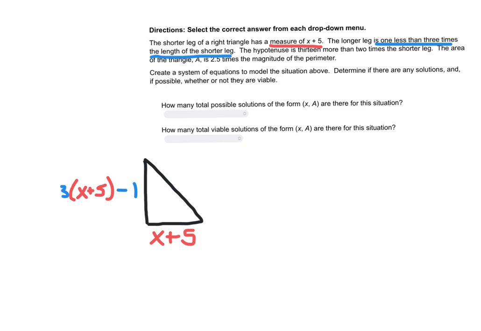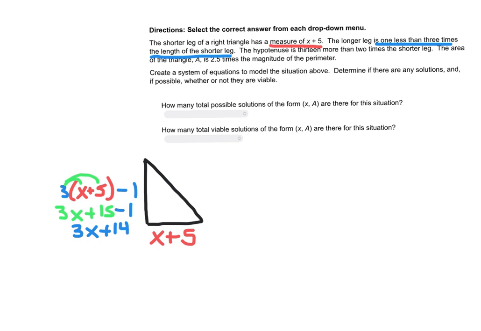Now we can simplify that by using our distributive property and then combining like terms. So that'll give us 3x plus 14. So that's the length of our longer leg.